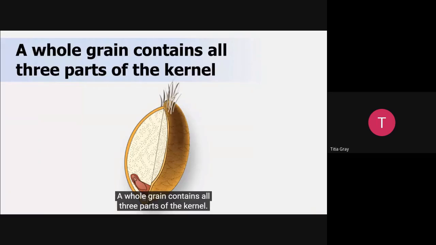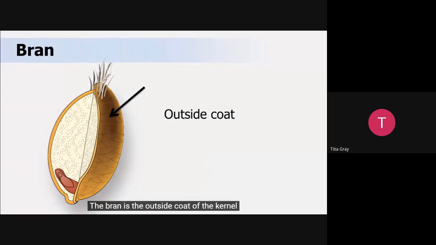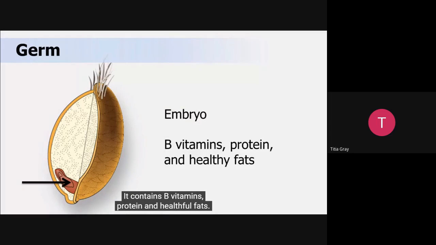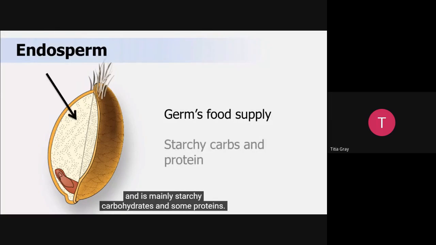A whole grain contains all 3 parts of a kernel: the bran, the germ, and the endosperm. The bran is the outside coat of the kernel, and it contains B vitamins and fiber. The germ is the embryo which, if fertilized, will sprout to make a new plant. It contains B vitamins, protein, and healthful fats. The endosperm is the germ's food supply and is mainly starchy carbohydrates and some proteins.